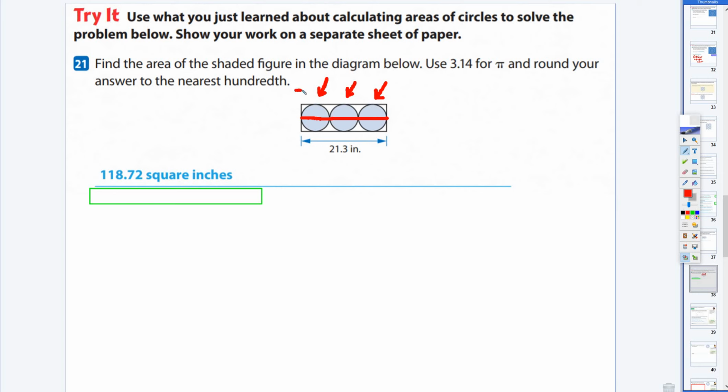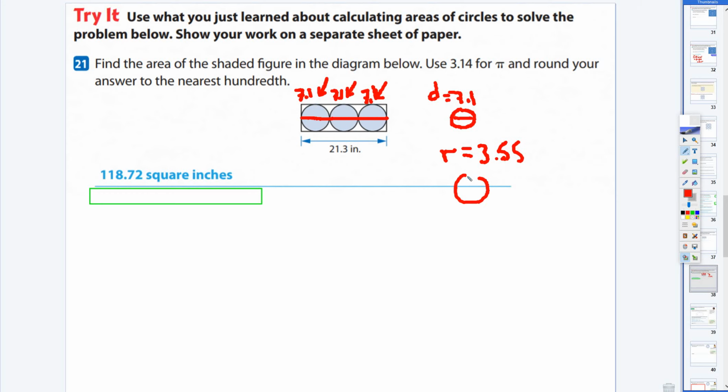That means the diameter of each circle will be 7.1 inches. Sorry for not writing it clear. Okay, so I'm going to take one of these circles, and I know the diameter is 7.1. So if the diameter is 7.1, I'm going to put d equals 7.1. What do you think the radius would be? Well, it's half the diameter. So I would do 7.1 divided by 2, and I would get 3.55.